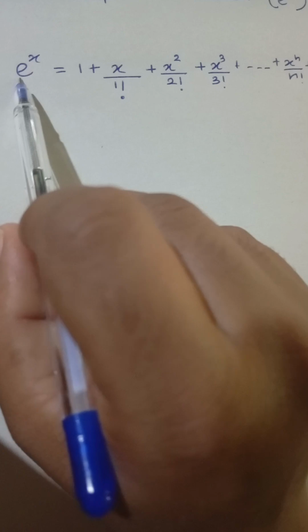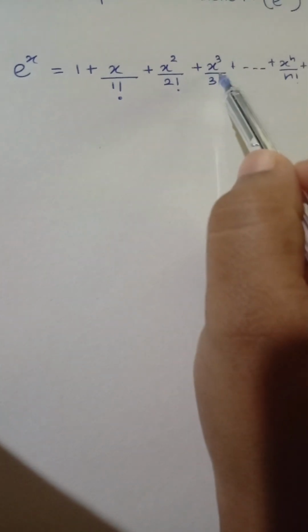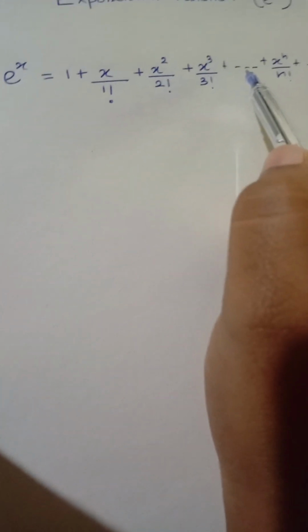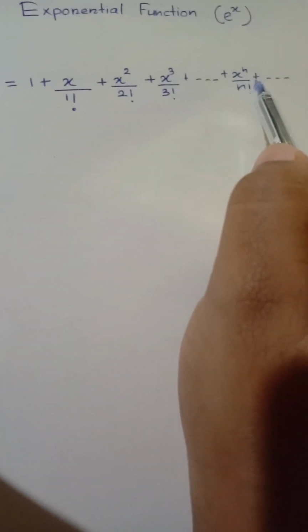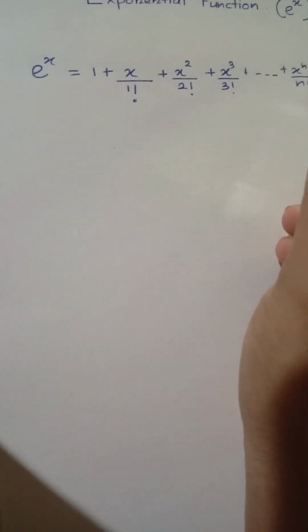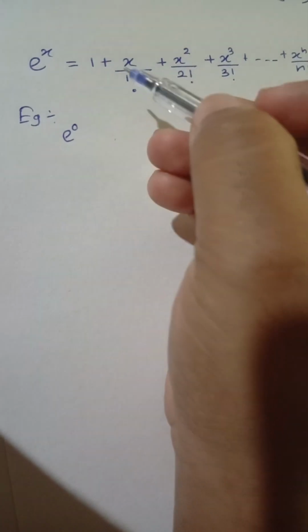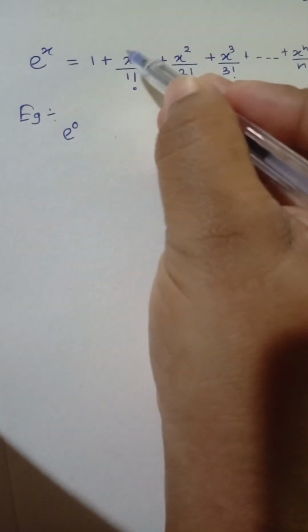Here you can see e to the power x equals 1 plus x over 1 factorial, x square over 2 factorial, x to the power 3 over 3 factorial. Likewise, we can continue up to infinity. Then here, if you need e to the power 0, let's take one example. If you need e to the power 0, then simply substitute this x as 0.